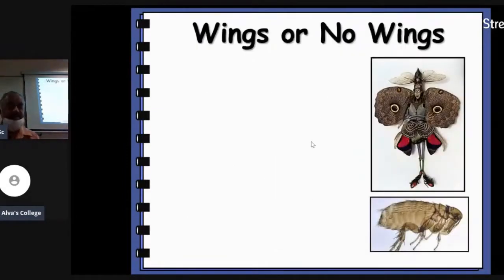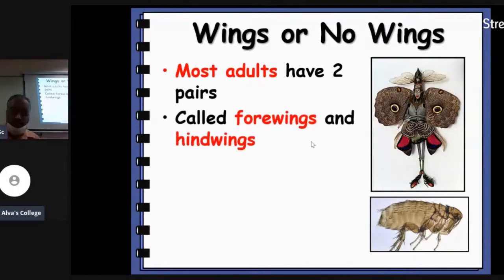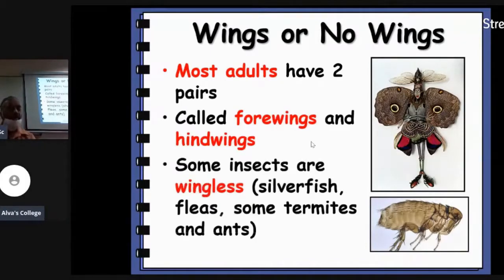Now, all insects are not winged. So you must be wondering that there must also be insects which cannot fly. You are right. Most adults have two pairs of wings. They are called forewings and hind wings. And some insects are wingless.